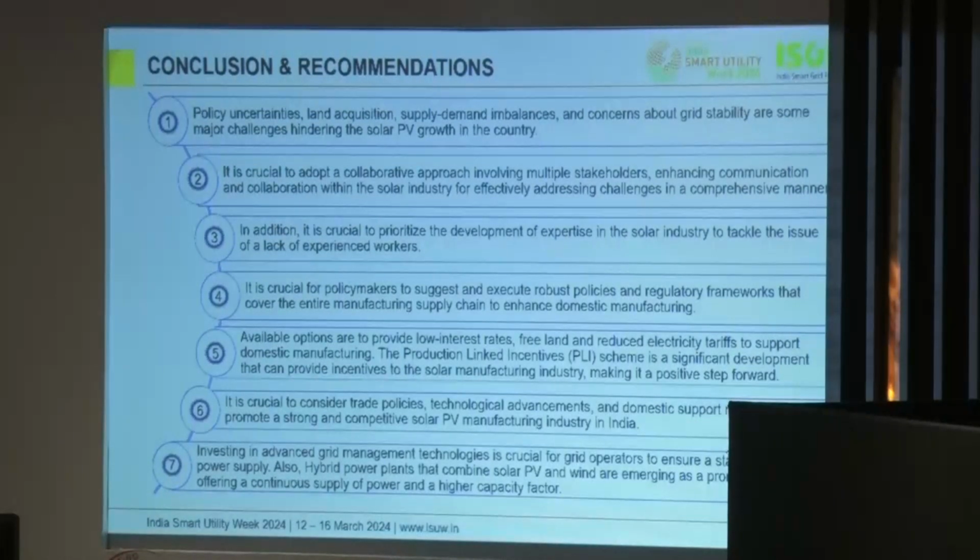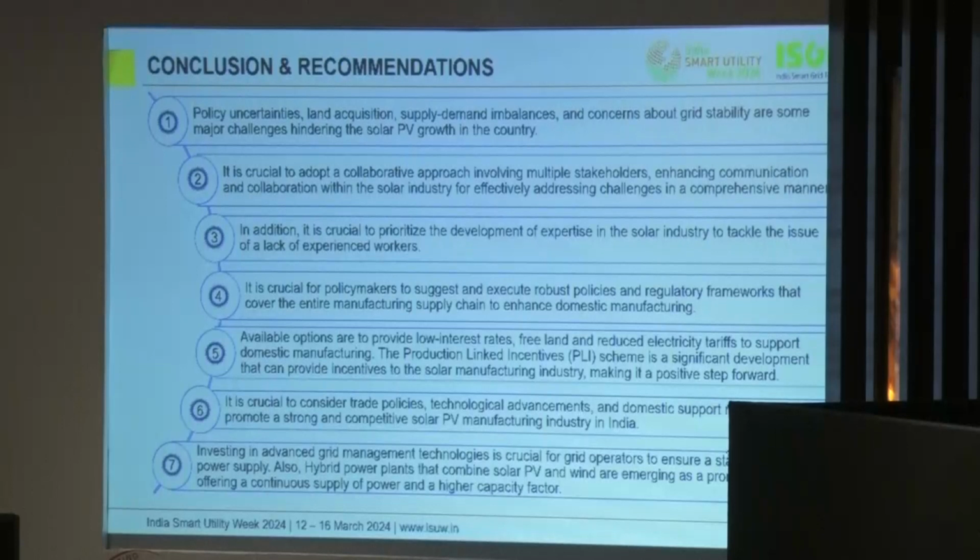It is also crucial for policymakers to suggest and execute robust policies and regulatory frameworks that cover the entire manufacturing supply chain to enhance domestic manufacturing. For domestic manufacturing, available options are to provide low interest rates, free land, and reduced electricity tariffs. PLI is also a good scheme, as after PLI came in 2020, as I discussed, domestic PV manufacturing in the country has grown. After 2020, it has risen, and now it has reached 38 gigawatts.